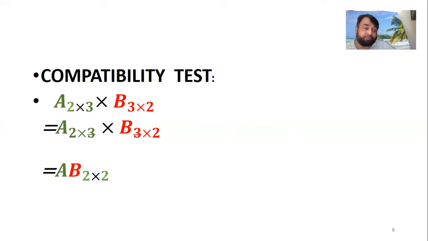That is, the dimension order of the product matrix would be 2 by 2. So we cancel out the column number of the first matrix and the row number of the second matrix when they are equal. And the remaining dimensions, the row number of the first matrix, 2, and the column number of the second matrix, 2, give us the order of the product matrix.